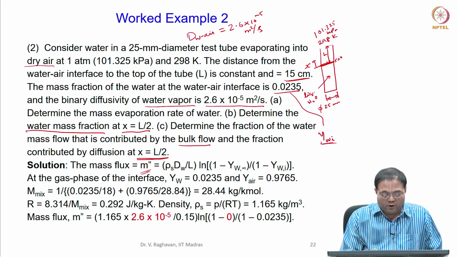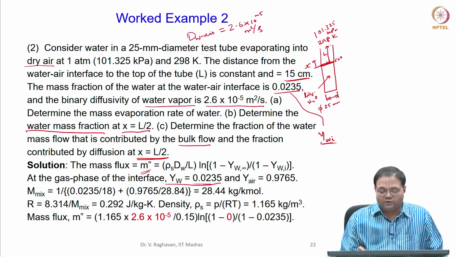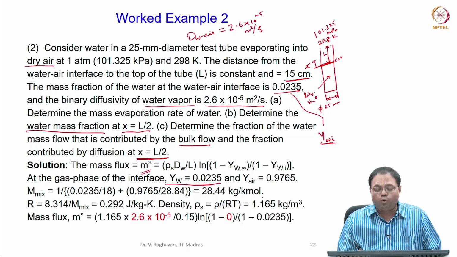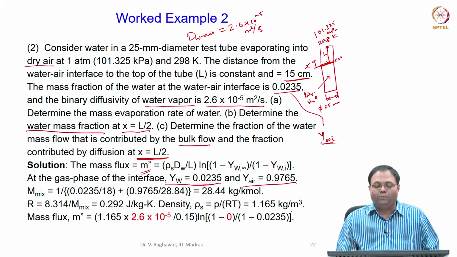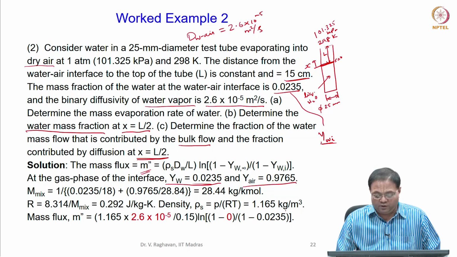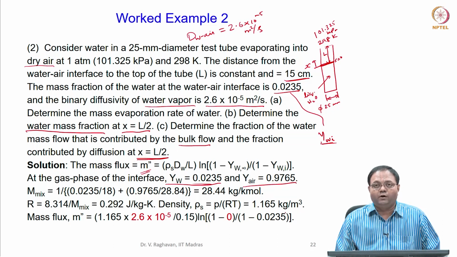So at the interface you can see that the water vapor mass fraction is 0.0235. So, the remaining should be air. So, the mass fraction of air will be 1 minus the mass fraction of water, that is 0.9765.